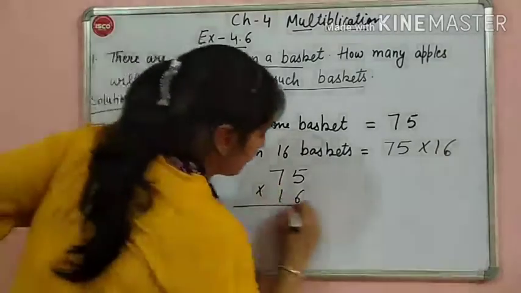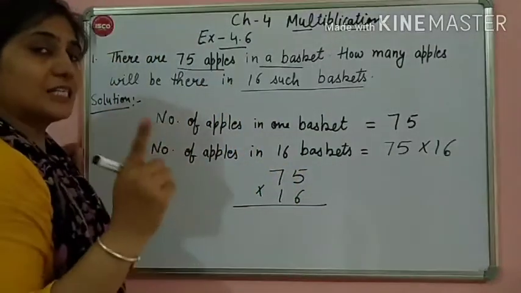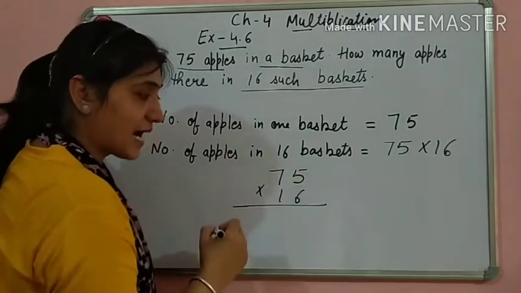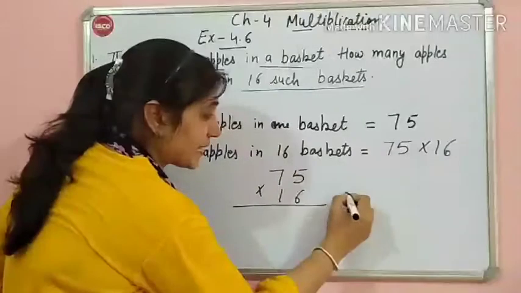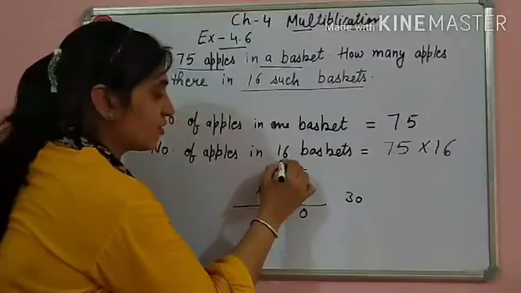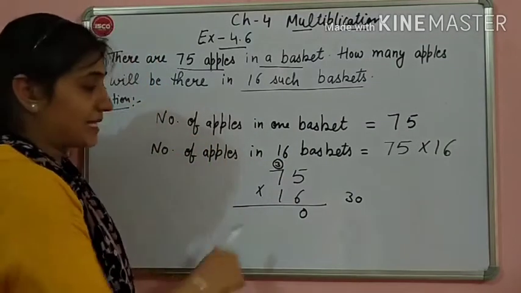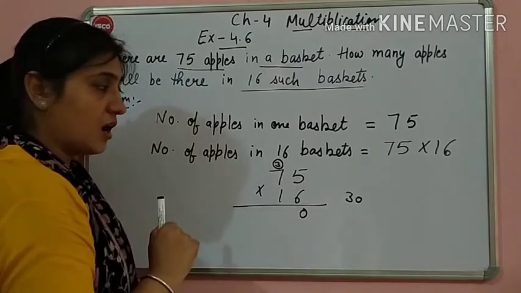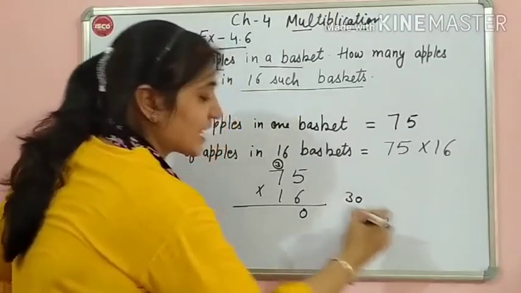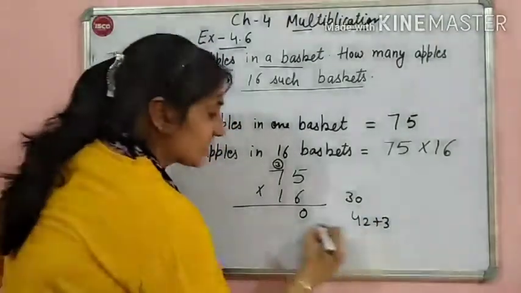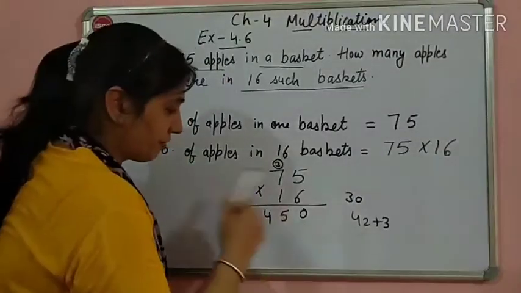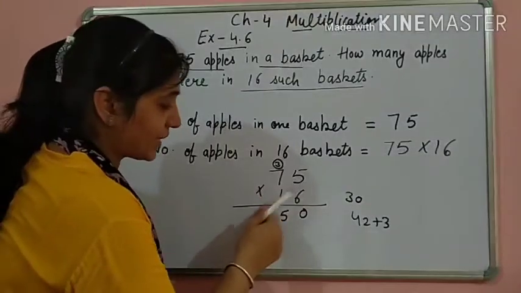First of all, we will multiply by the ones place digit of the multiplier. It means 6 5s are 30. We will write here 0 and 3 carry over to the next place. 6 7s are 42. 42 plus 3, 45. Now we will multiply by the next digit of the multiplier.